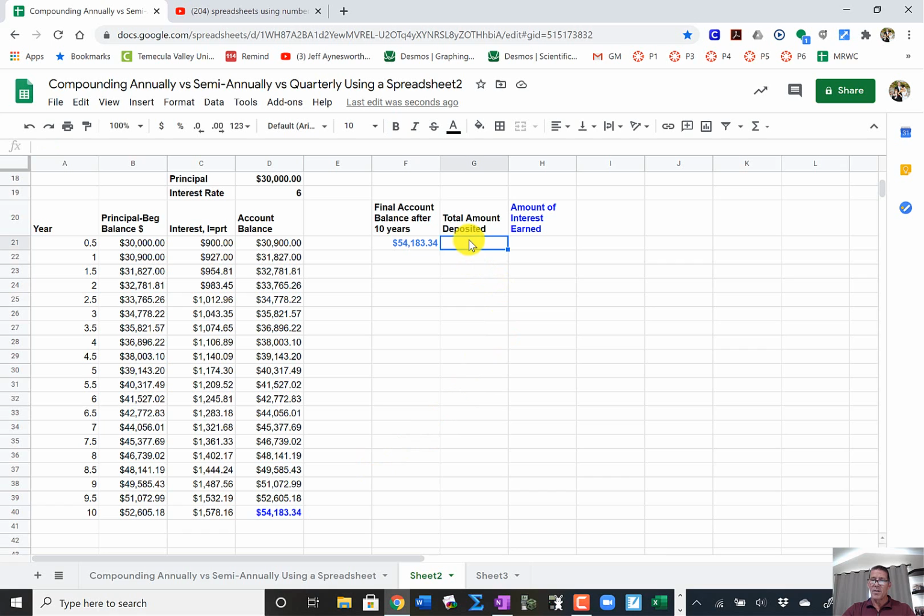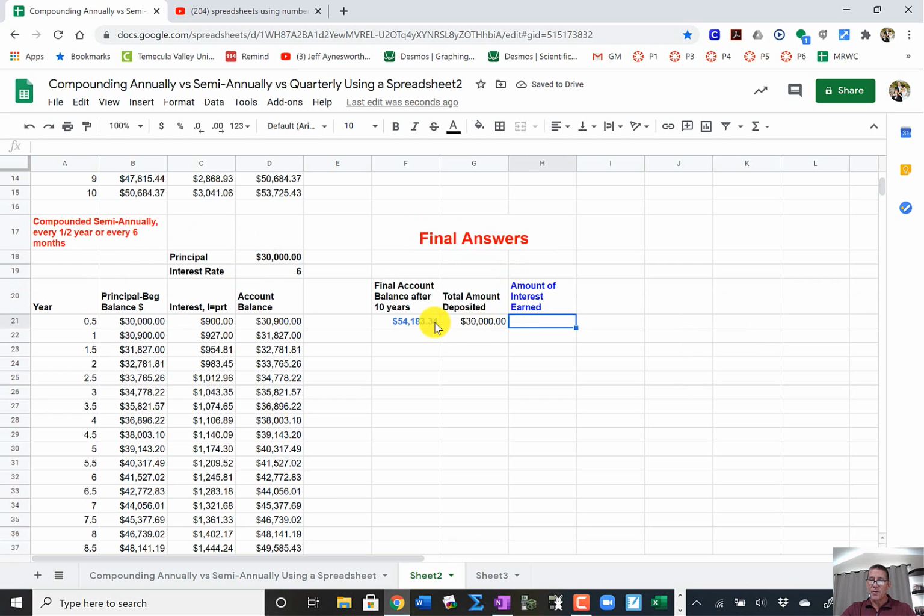Okay, now what is the amount deposited? Well, that's equal to the initial investment, which is right up here in D18. You could select D18 or you could select B21 because they're the same thing. Hit enter. Okay, now how much interest is earned? Well, you've got to subtract these two things. It's equal to the final balance minus the initial deposit, and you hit enter and you get this amount of interest.